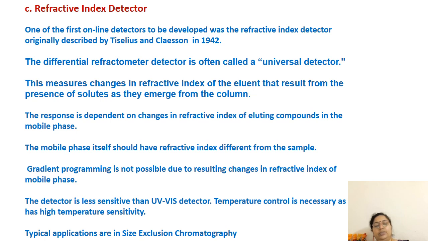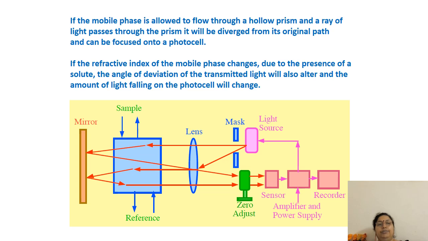It is able to detect a concentration ranging from 10 raised to minus 5 to 10 raised to minus 6 grams per ml. If the mobile phase is allowed to flow through a hollow prism as shown in the picture, a ray of light passing through the prism will be diverged from its original path and can be focused onto a photocell. If the refractive index of the mobile phase changes due to the presence of solute, the angle of deviation of transmitted light will also alter, and the amount of light falling on the photocell will change.